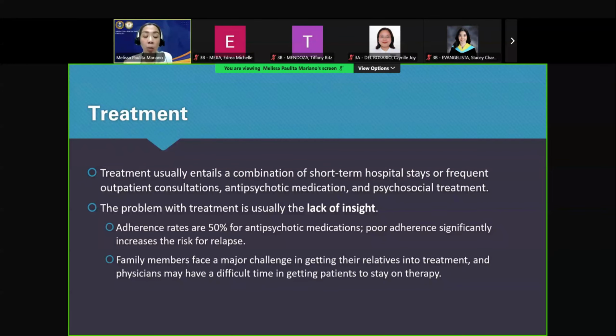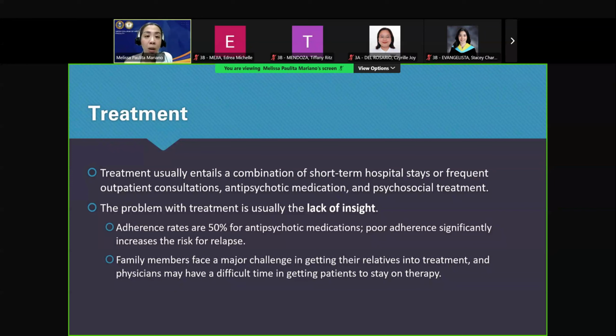You will see that it's really difficult for people with schizophrenia to accept that their reality is not our reality and to adjust accordingly. So usually they will stop their medications. Adherence rates are half for antipsychotic medications. And when we stop medications, patients tend to relapse.